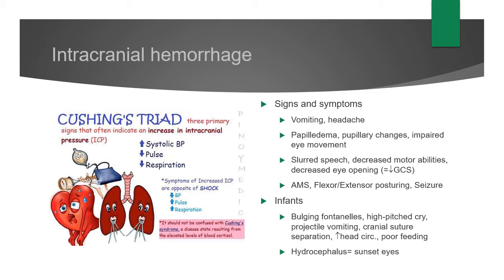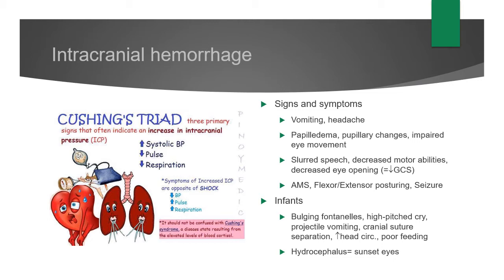Infants, because they don't have joined sutures, experience slightly different signs and symptoms like bulging fontanelles. They may get this really high-pitched, keening cry and experience projectile vomiting. Cranial suture separation is also possible, so the whole head gets larger, so you see this increase in head circumference, and they don't feed well. If hydrocephalus or an obstruction of CSF outflow is the cause, then the head itself gets very large and the eyes show this kind of sunset eye sign.